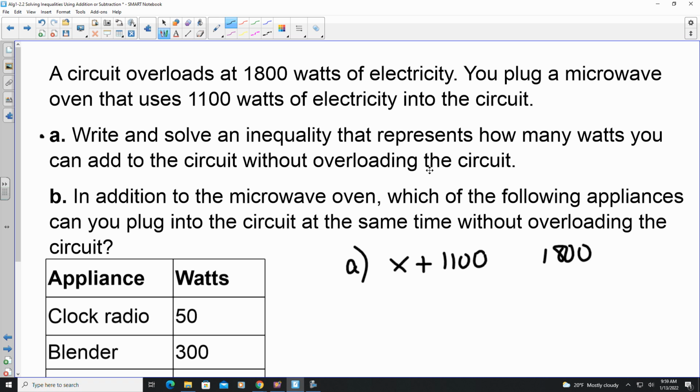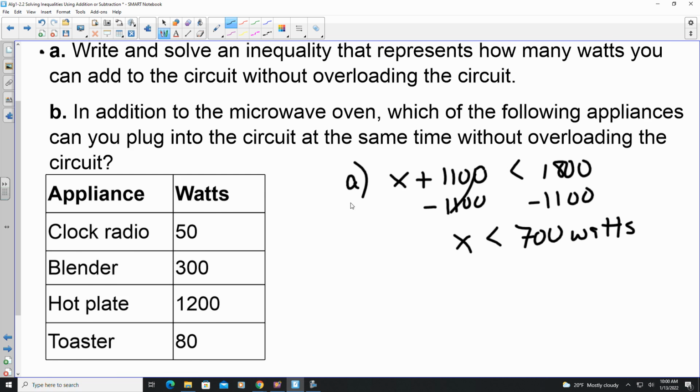So in this particular example, we are going to be using the less than inequality because everything on the left-hand side must be smaller than that 1800. It can't be equal to, because if it's equal to, it'll overload. So using the subtraction property to subtract 1100 from both sides, X in this particular instance will be less than 700 watts. So that's part A. That's how we can set that up as an inequality.